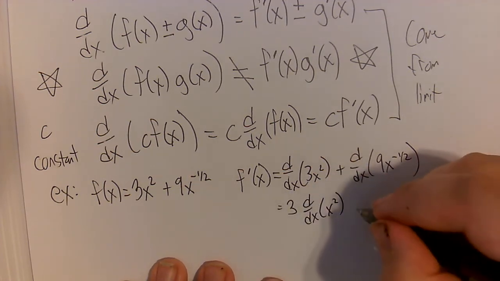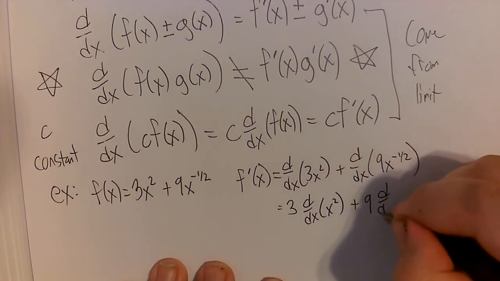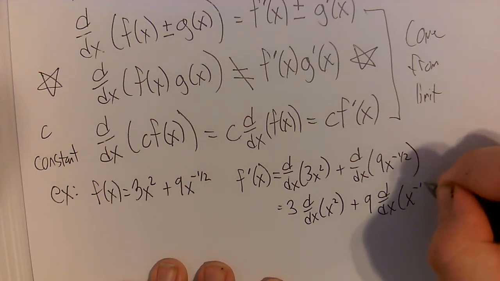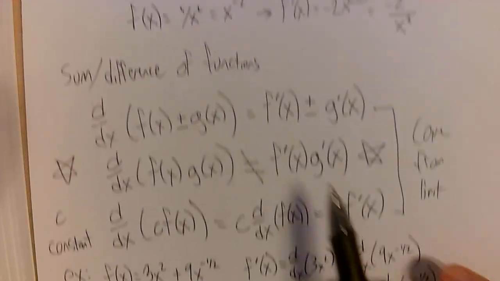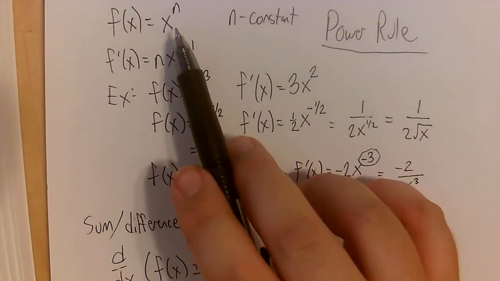So we can move the 3 out of this one, and to save time, I guess I'll just move the 9 out of this one over here. And then finally, we get to a point where we can use our power rule, which we learned up here.